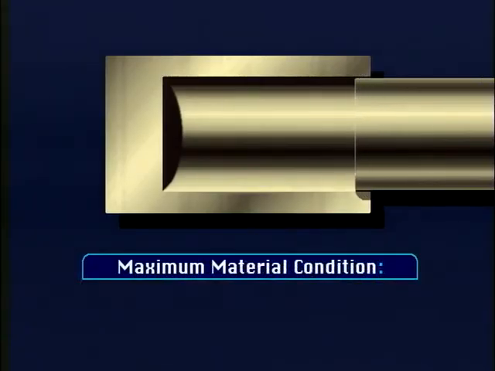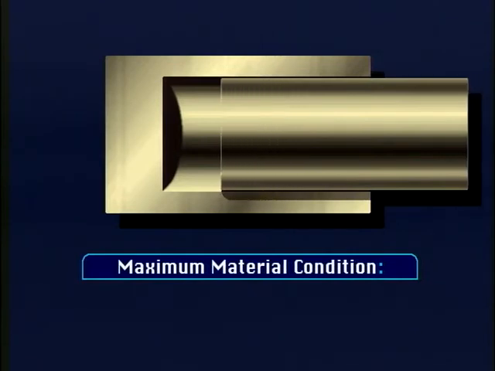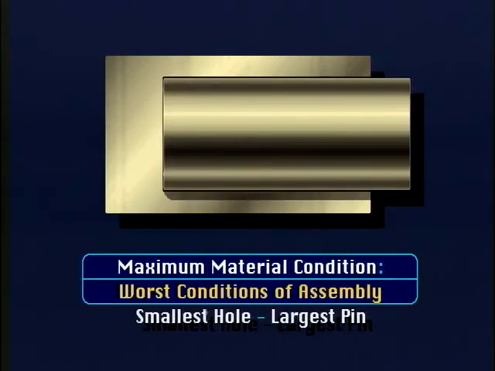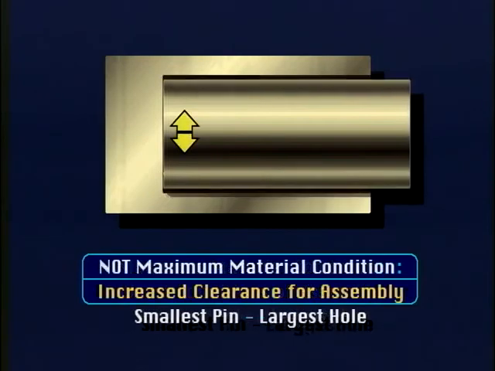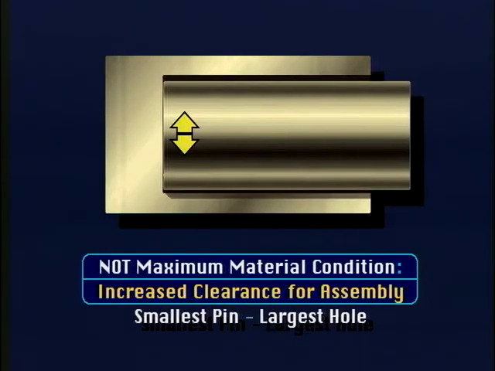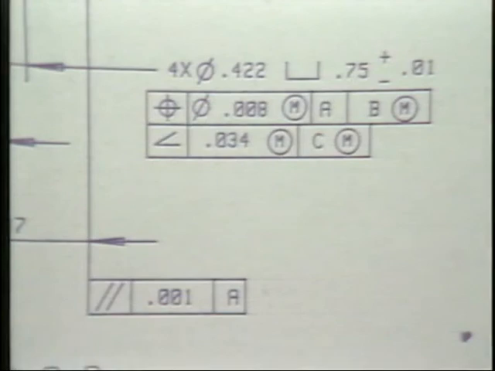Maximum material condition is commonly used for dimensioning part features which must assemble with other parts. Maximum material condition represents the worst conditions of assembly. A pin and a hole, which are both at maximum material condition, will assemble, but the fit will be the tightest allowed fit, since it is the material condition with the least amount of clearance. As one or both of the features move away from maximum material condition, the clearance for assembly increases. Maximum material condition is called out in the feature control frame by a capital M in a circle.